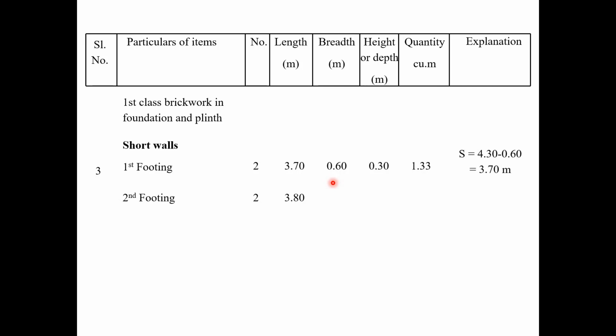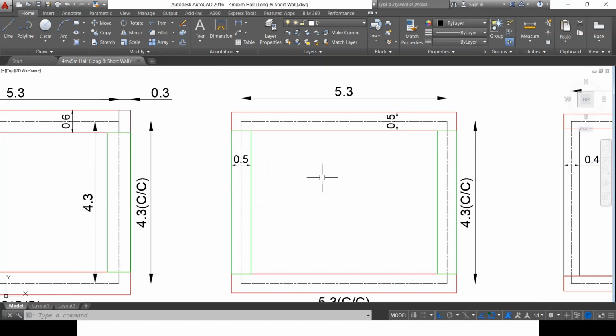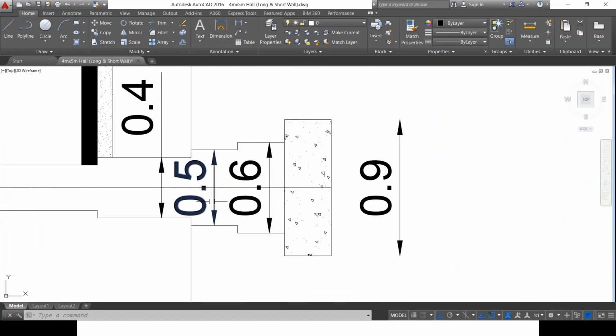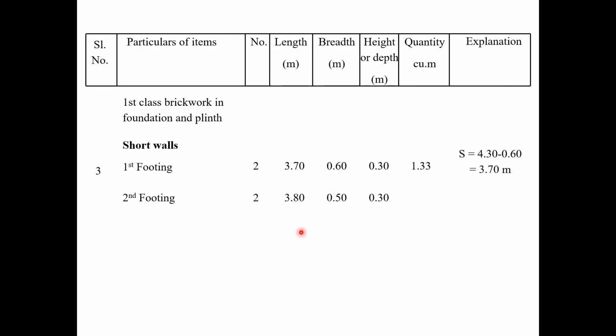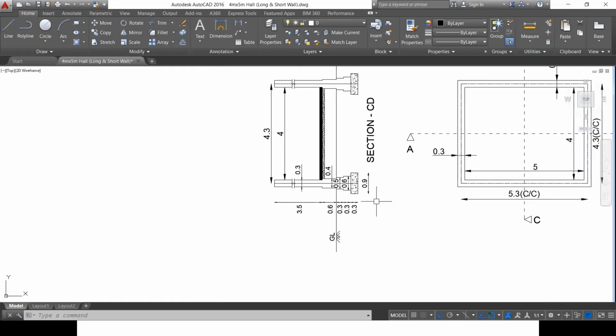The width of the foundation of the second layer is 0.5 meters and the depth is 0.3 meters, as you can observe here, 0.3 meter, and the total quantity is the product of these things, we get it as 1.14 meter cube. And we can in the explanation show how did we arrive at this length value. Similarly, the last value is the length of the wall. Since I have two number of walls, I'm going to enter the number as 2, and the length is 3.9 meter.